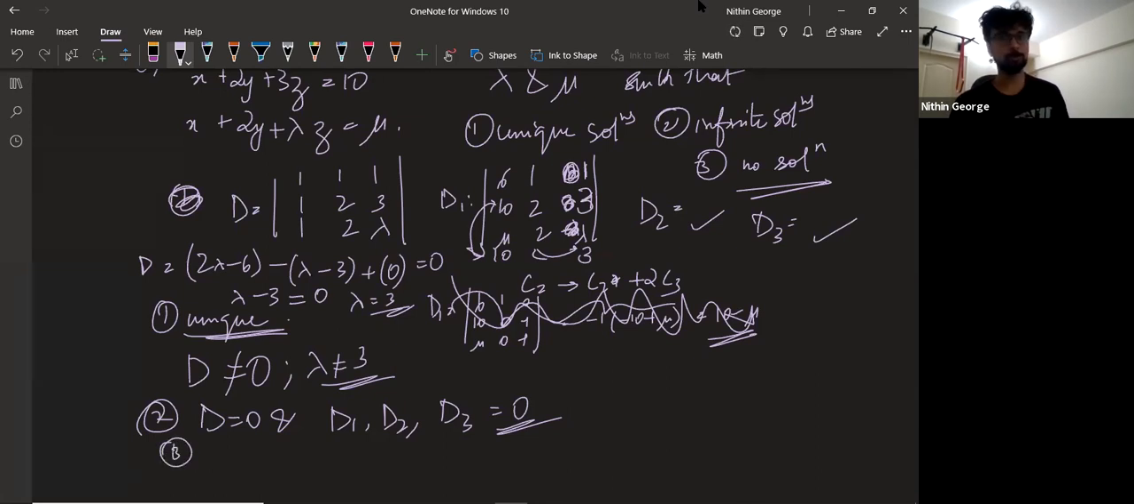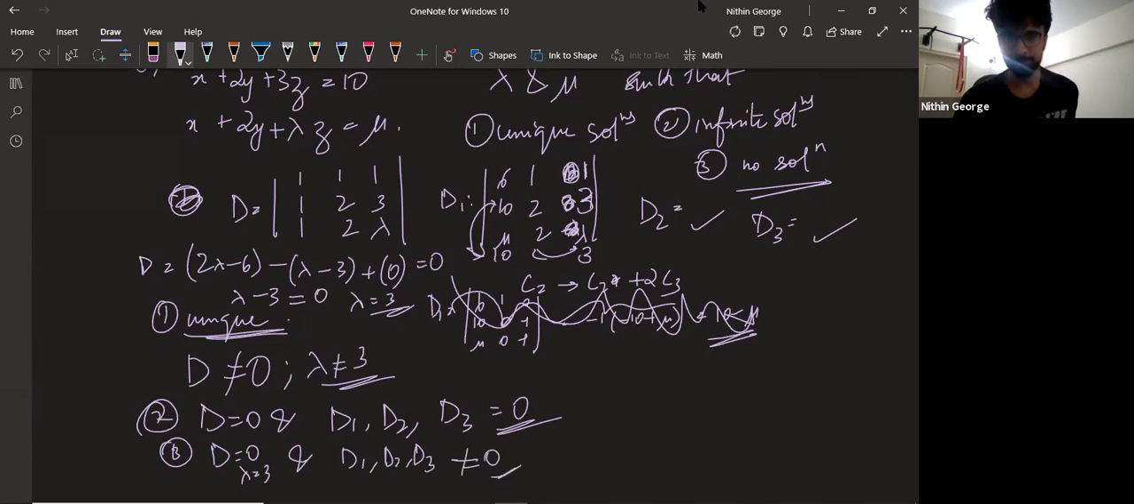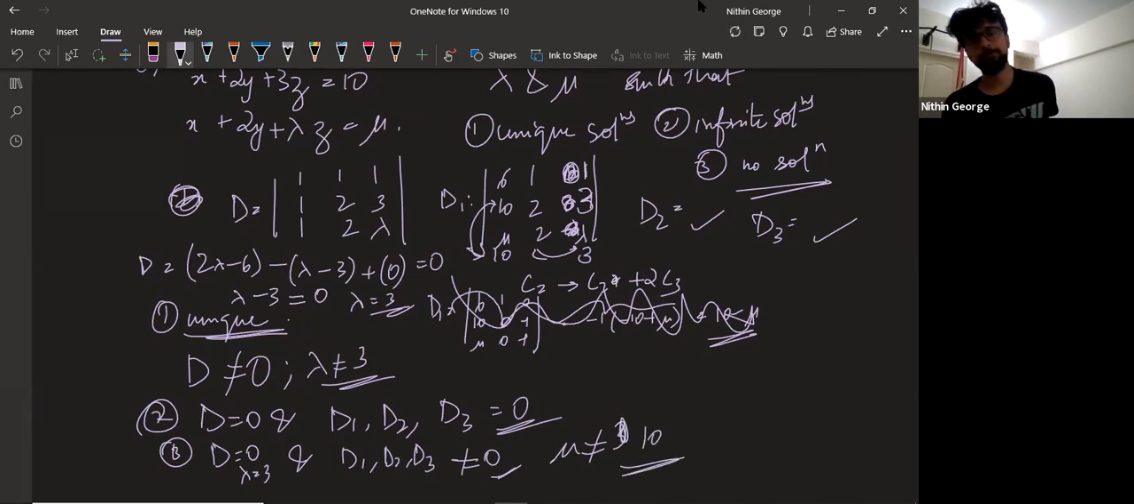The third case is no solution. That's when they're parallel. Parallel means D equal to 0. Fine. That means lambda equal to 3. But at the same time, D1, D2, and D3 should not be equal to 0. So for that, mu should not be equal to 10. I hope you are doing the calculations on your own. I'm giving you time to figure this out.